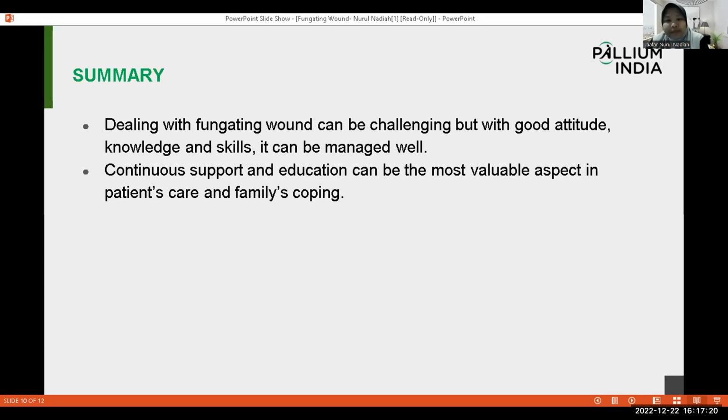Next. In summary, I think dealing with a fungating wound can be challenging, but with good attitude, knowledge, and skill, it can be managed very well. And of course, continuous support and education will be the most valuable aspect in terms of the patient's care, and also for the family to be able to cope better.